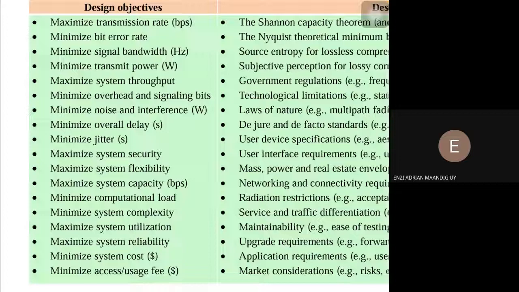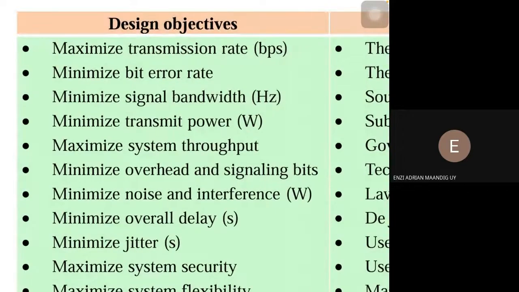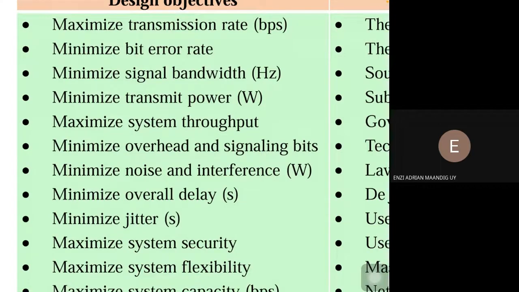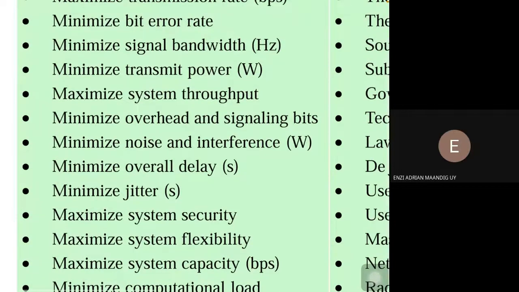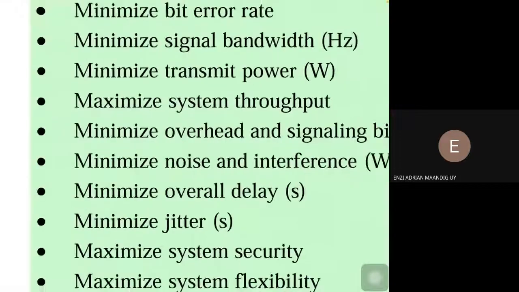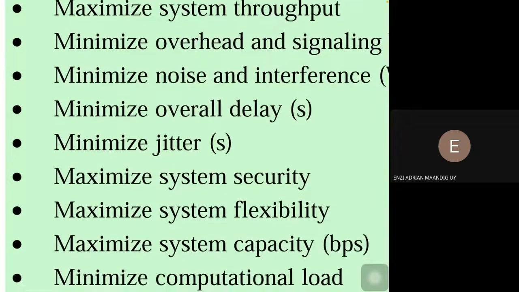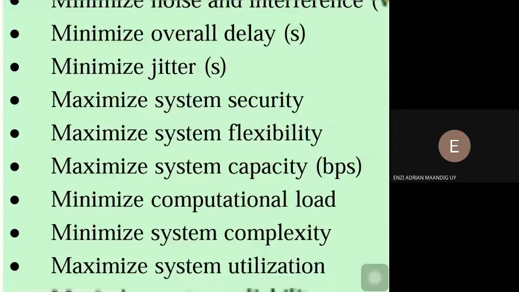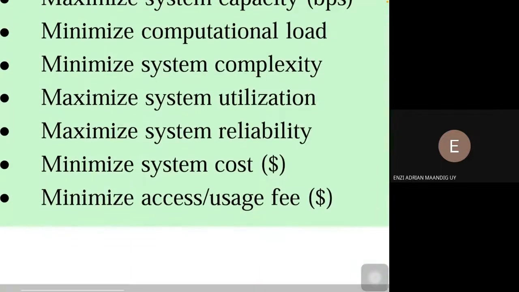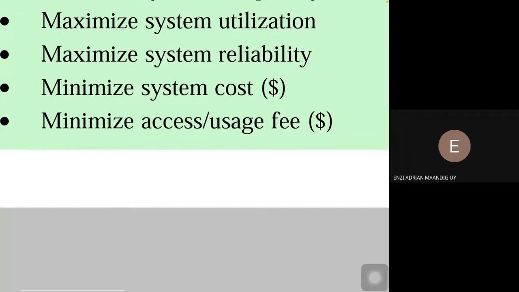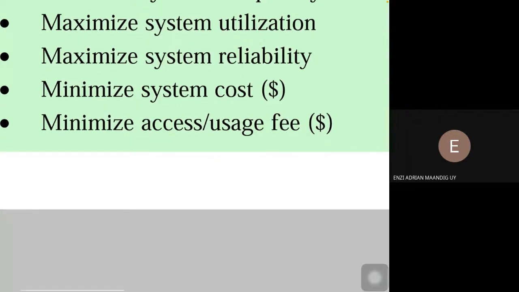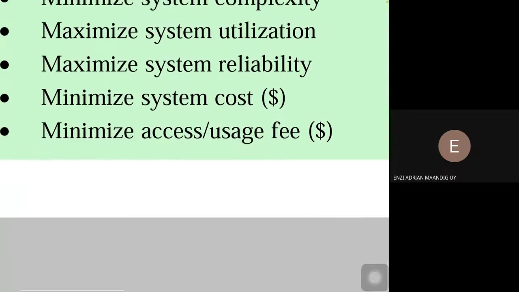Number one, the most primary, is the transmission rate. So it's best, of course, to maximize transmission rate, to minimize bit error rate, BER, which I mentioned earlier. Minimize transmit power, maximize signal strength, minimize noise, minimize jitter, minimize overall delay, maximize system capacity. And of course, even as engineers, we consider costs, so we should minimize system cost and usage fee while maximizing system utilization.